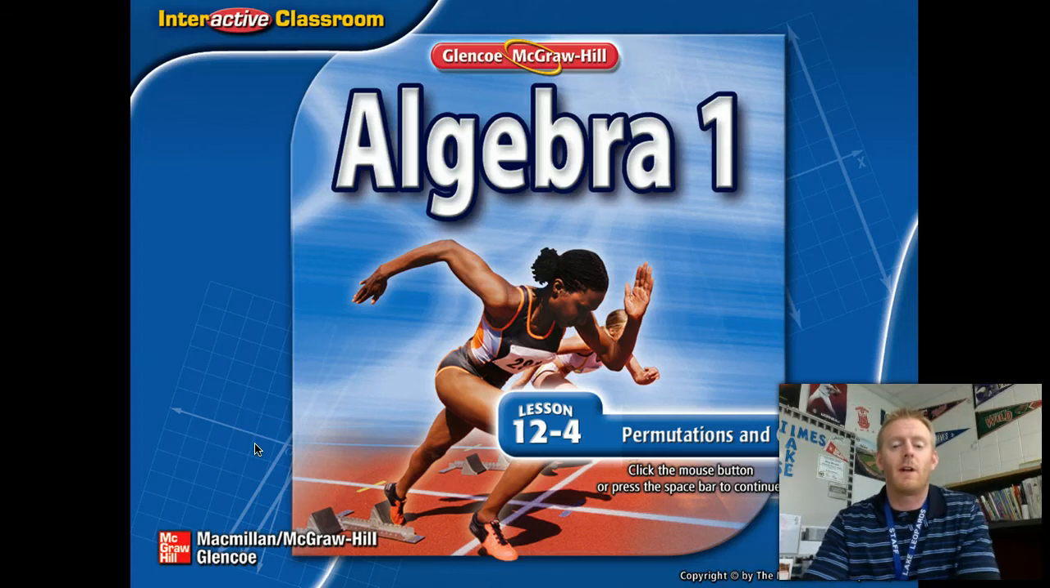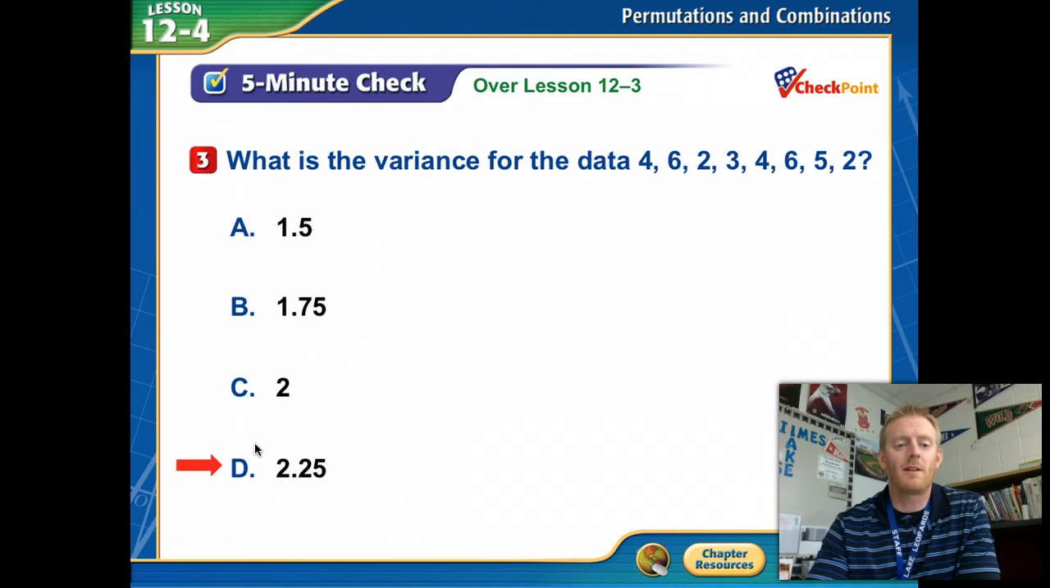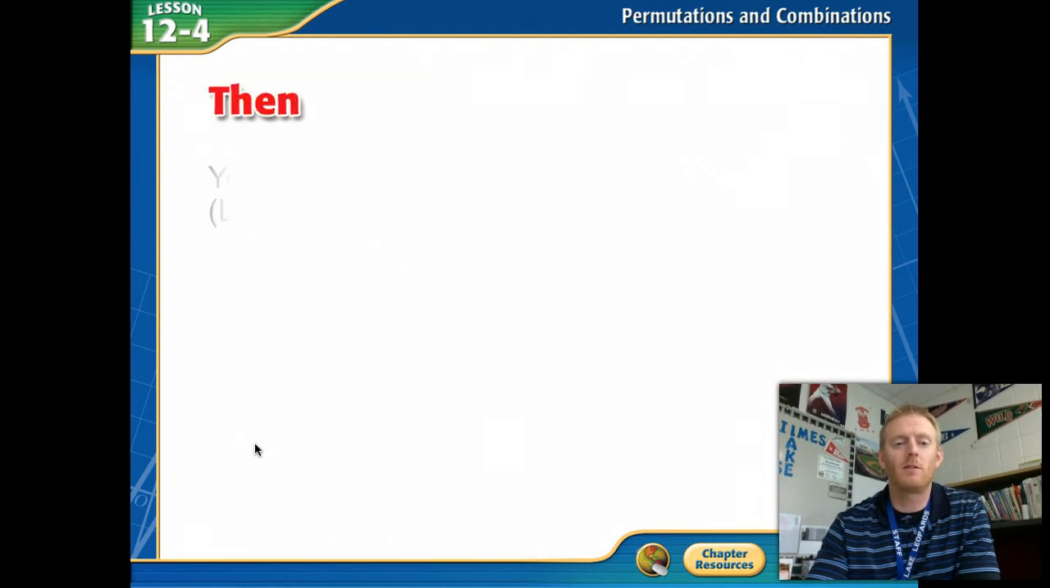Okay, ladies and gentlemen, we're talking about lesson 4 from chapter 12 today. It is permutations and combinations, all those fun things that every statistician loves to talk about. All right, these are warm-up problems from yesterday's types of work. If you'd like to do them, go for it.